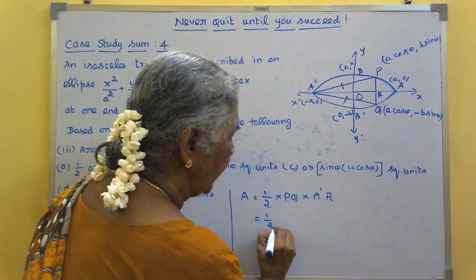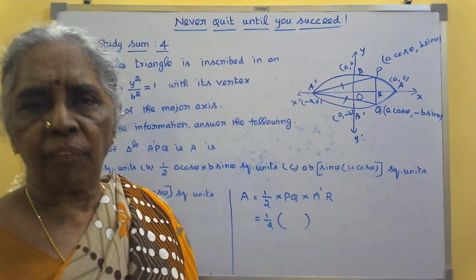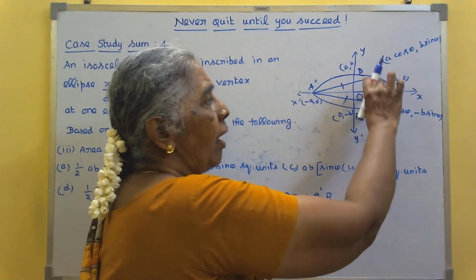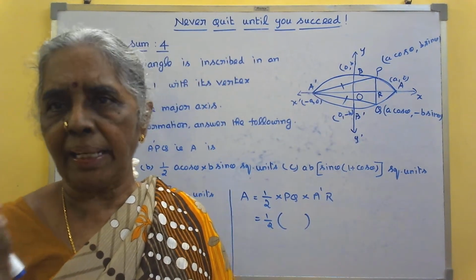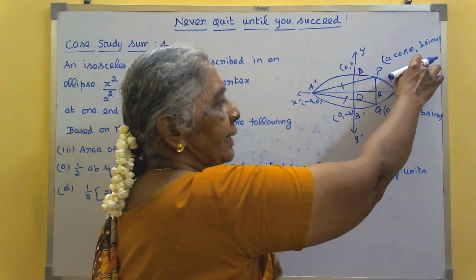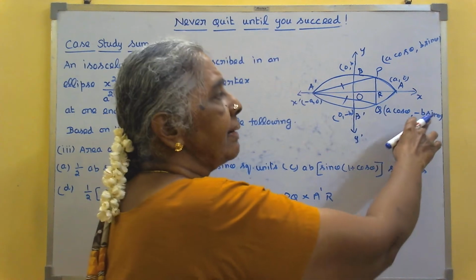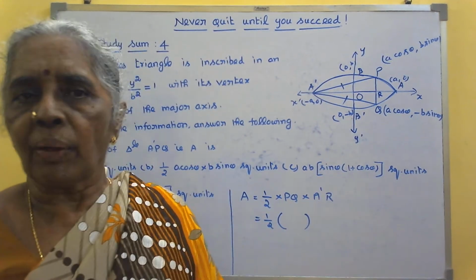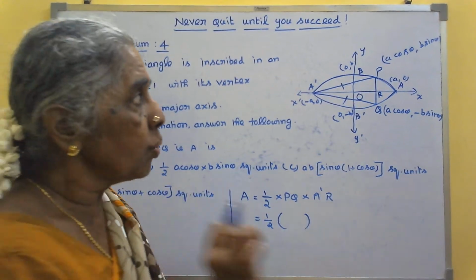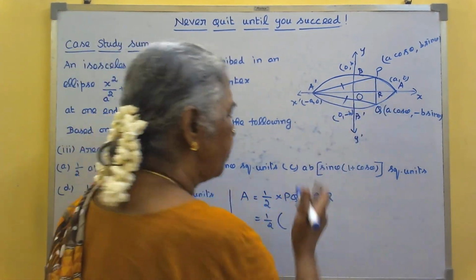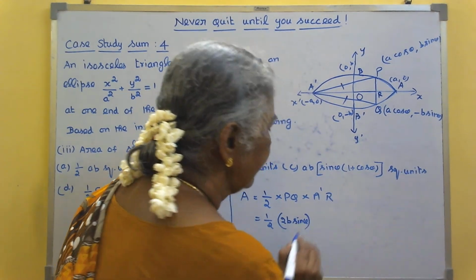That is half into, what is PQ? PQ, from the figure you can see, that is PR plus RQ. PR is the y coordinate of P, so that is B sin theta. If you come to RQ, when you come to the length, it is again B sin theta, even though the coordinate of Q is minus B sin theta there. So now you will get B sin theta plus B sin theta. So you will get 2B sin theta.